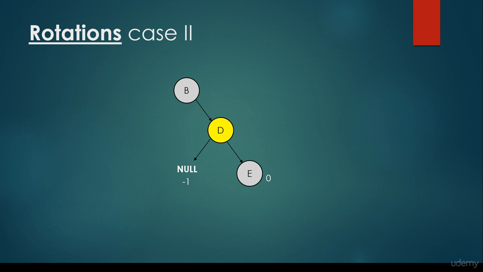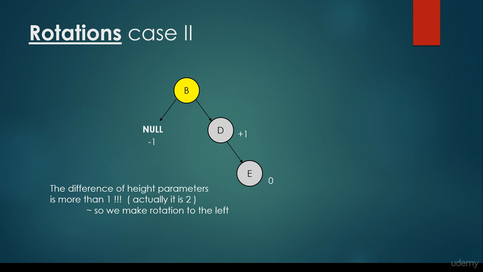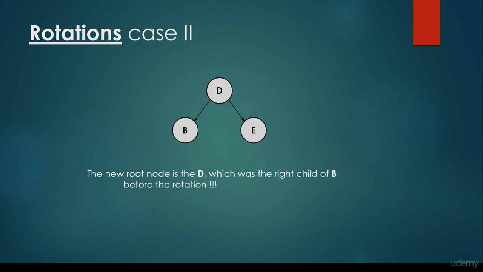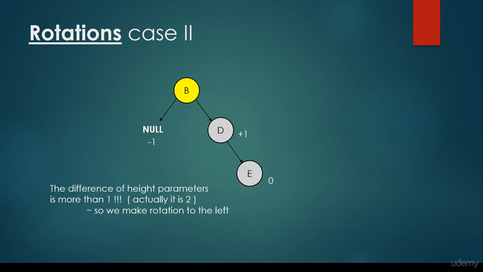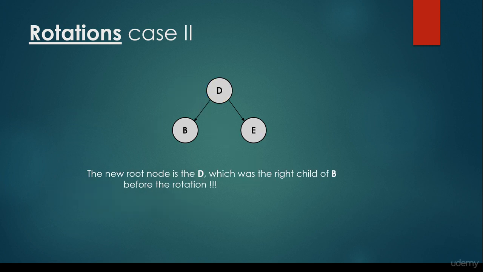The difference between the height parameters doesn't exceed 1. What about the root node? Again, we have the left subtree with height parameter -1 and the right subtree with the height parameter +1. Okay, the difference of height parameters is more than 1, we have to make a rotation. And we just have to rotate it to the left. So the B, in this case, this is the root node, it's going to be the left child of its right child. So the B's right child is the D, it's going to be the new root node.